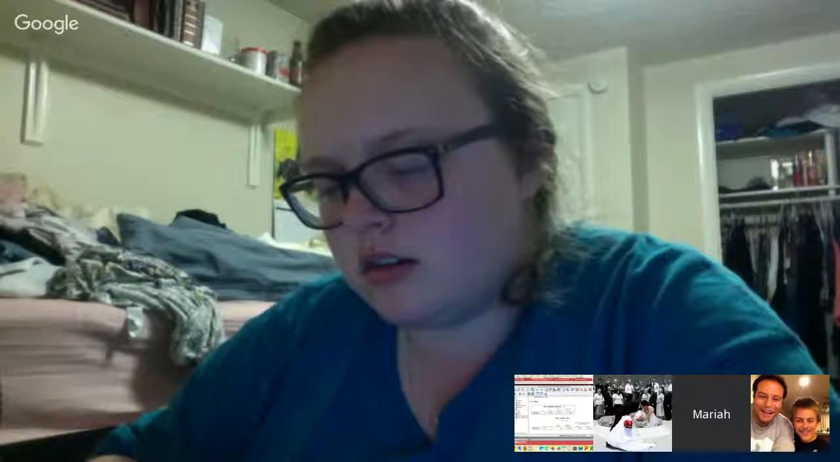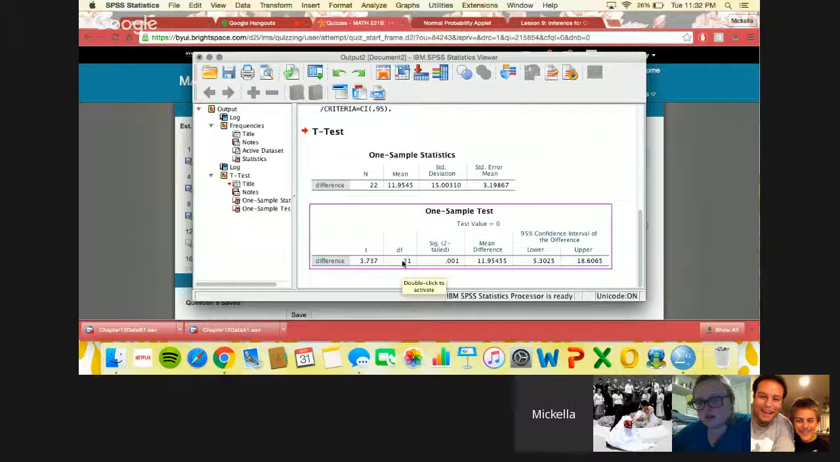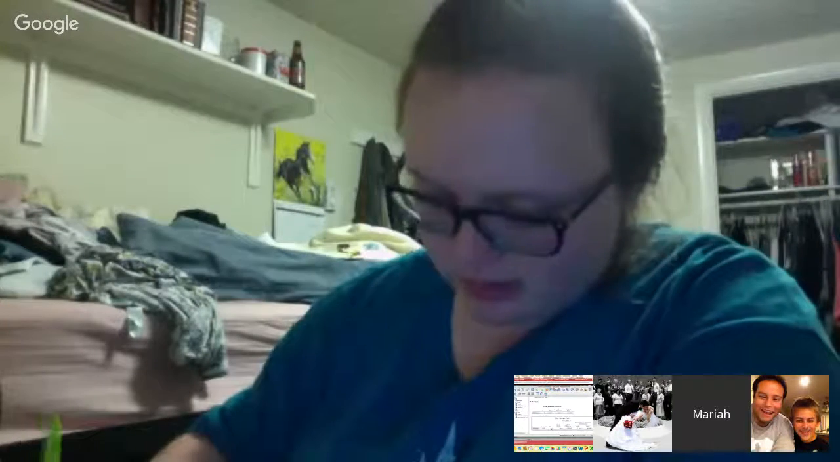Okay, here's the t-test. It has df on here. It says df is 21, so we're still right. Okay. I'll fix that in my notes though, if we need to go back to it. 21. Alright, so t equals, value.